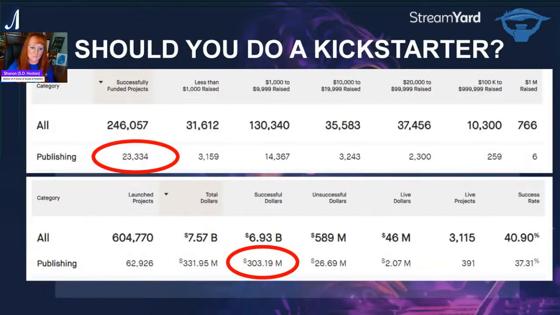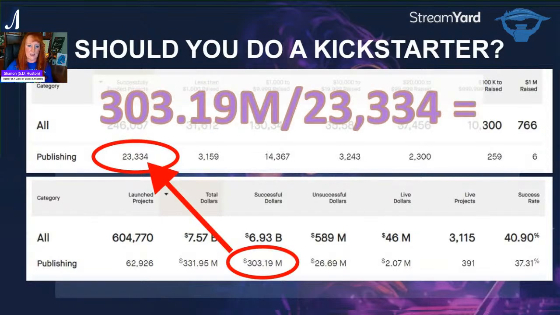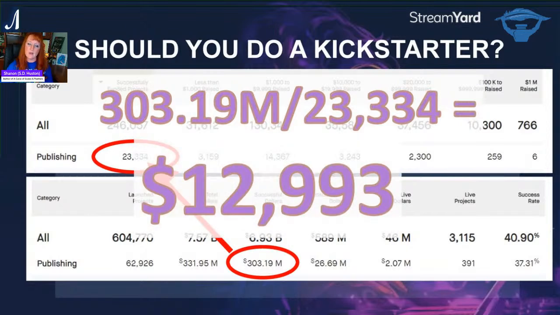I have some more figures. The next thing I looked at was, of the successfully funded publishing projects, how much did they make? What were the successful dollars? That comes to $12,993. Now, this is an average. What this says is that if you're successful on Kickstarter, the average amount that publishers make is around $12,993.